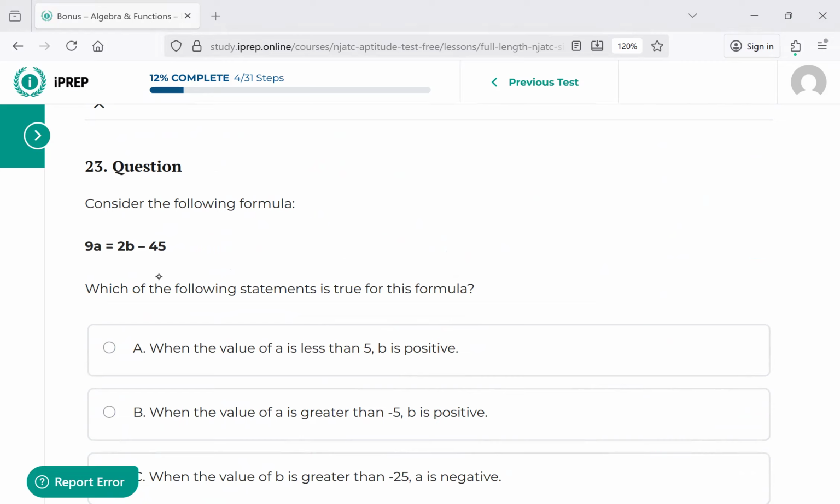23, 9a equals 2b minus 4. Which of the following statements are true for this formula? You're just going to have to graph this one. I believe our a is going to be our x, and my b is going to be my y. So our y-intercept is 40.